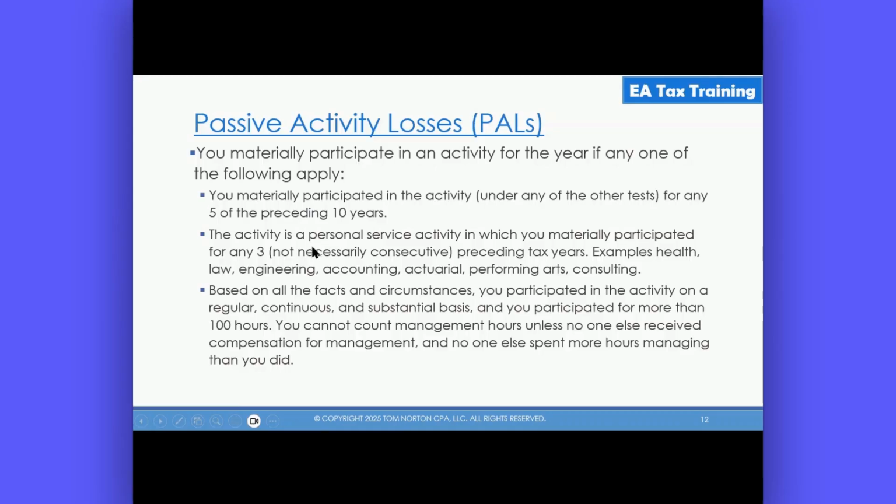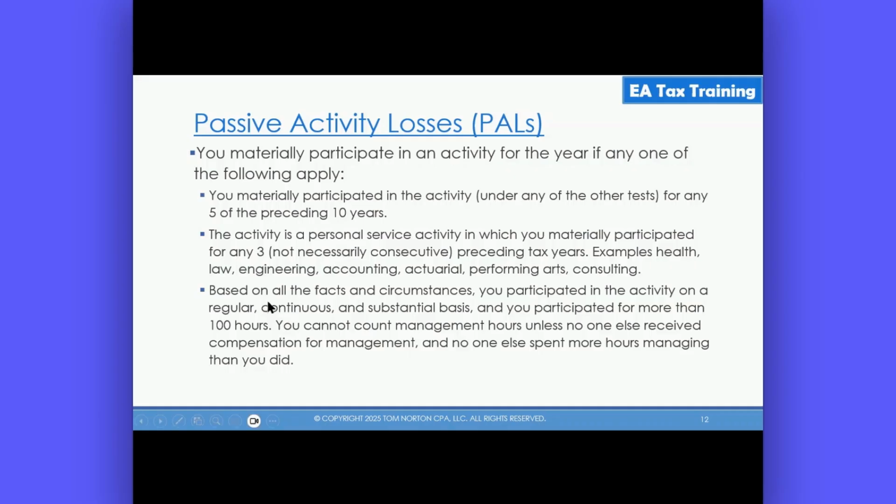Also, if the activity is a personal service activity in which you materially participated for any 3 preceding tax years. Personal service activity, like we've seen before, involves health, law, engineering, accounting, actuarial, performing arts, or consulting. So this is designed for retired partners. Maybe you're a retired partner in a law firm. You used to be active. You're not anymore. That will still be considered a non-passive activity for you.